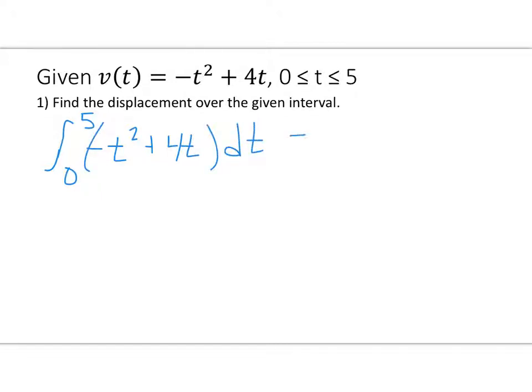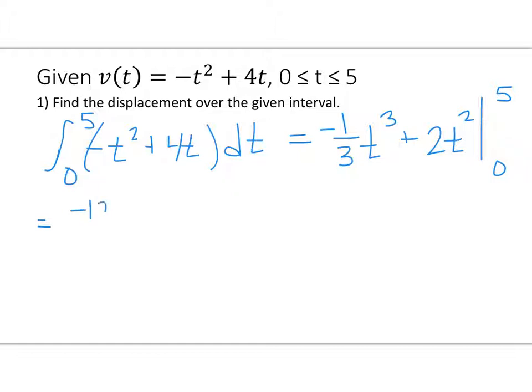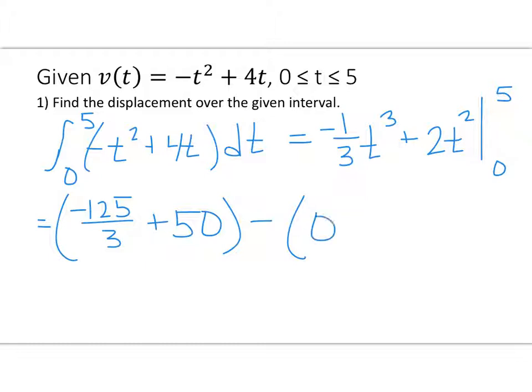Taking my integral, I'm going to have negative 1/3 t to the third plus 2t squared, and I'm evaluating that from 0 to 5. So 5 cubed is 125, so I'm going to have negative 125 over 3. T squared, when t is 5, is 25. 25 times 2 is 50, so I have plus 50. And from that, I am subtracting 0, since negative 1/3 t to the third is 0, plus 2 times 0 is 0.